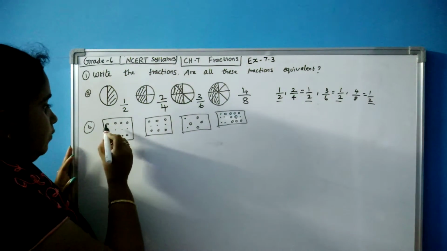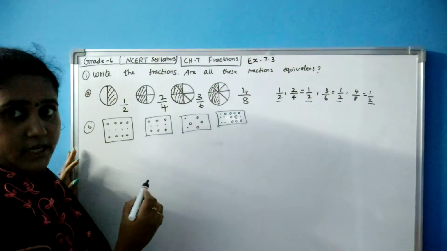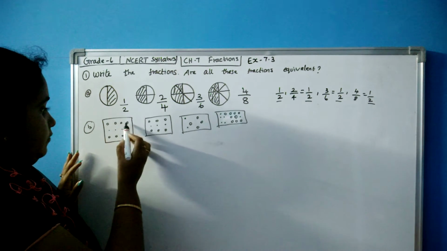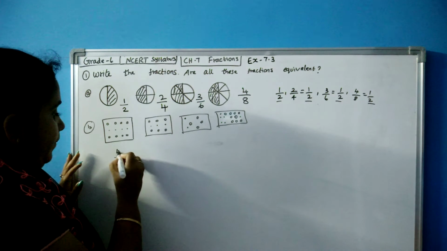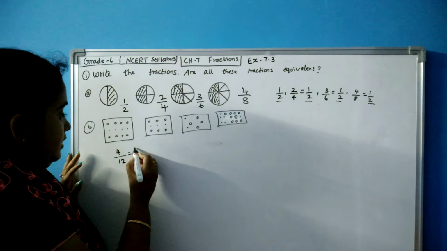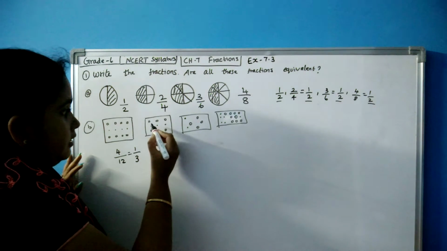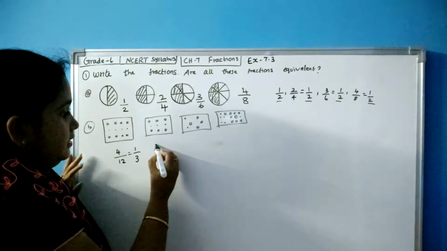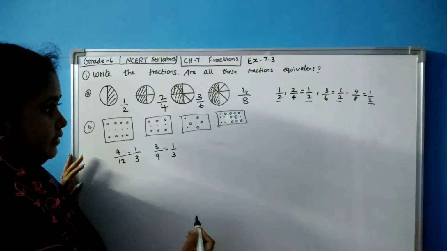See here 1, 2, these big dots with holes are not shaded. The ones with small dots are shaded. So you can count 4, 8, 12. So out of 12, 4 parts are shaded. If you simplify it, 1 4s are 4, 3 4s are 12. You get 1 by 3. Okay, here 3, 6, 9. Out of 9 parts, 3 parts are shaded. So 1 3s are 3, 3 3s are 9. Again you get 1 by 3.